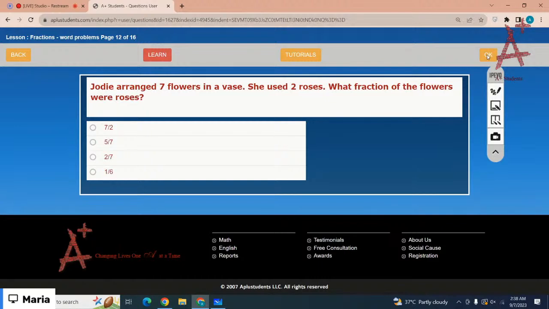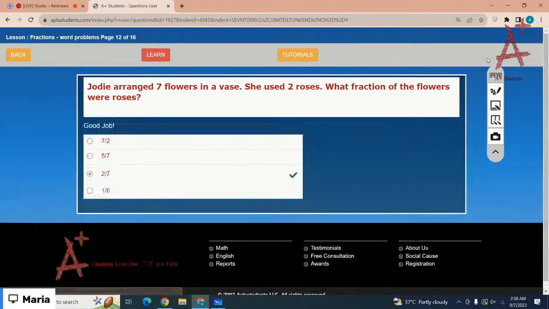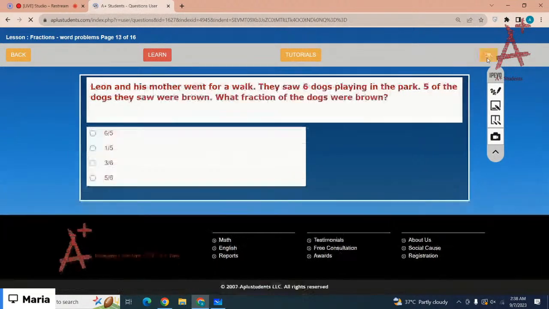Jody arranged 7 flowers in a vase. She used 2 roses. What fraction of the flowers were roses? Which is the correct option? The correct option is 2 out of 7, right? That is option number 3 because the total flowers are 7, just 2 of them are roses, so it would be 2 out of 7.